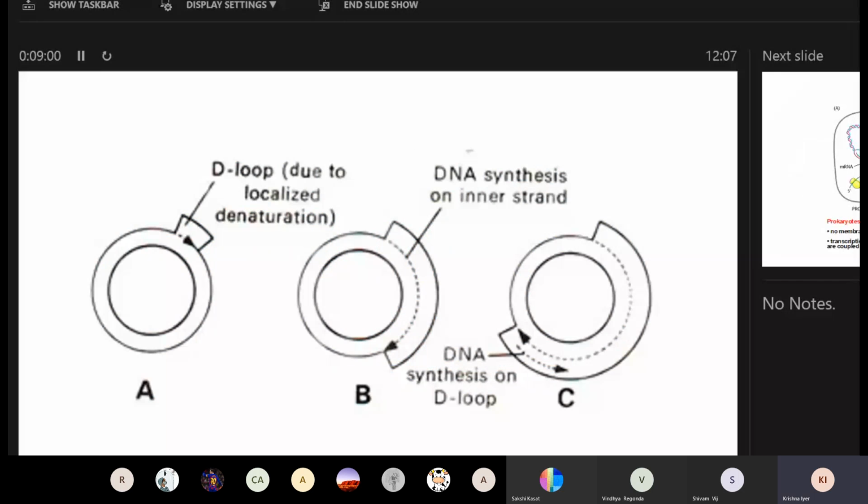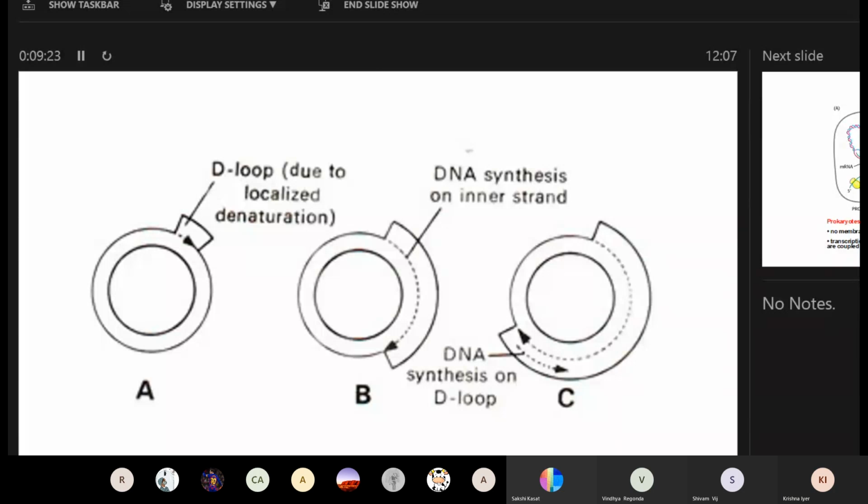And just to complete the discussion, this is the D-loop replication which I showed you, where the two strands separate. Replication begins by reading one strand as a template, while the other strand is still not being read. Then it reaches one point, and then the replication starts in the other direction.